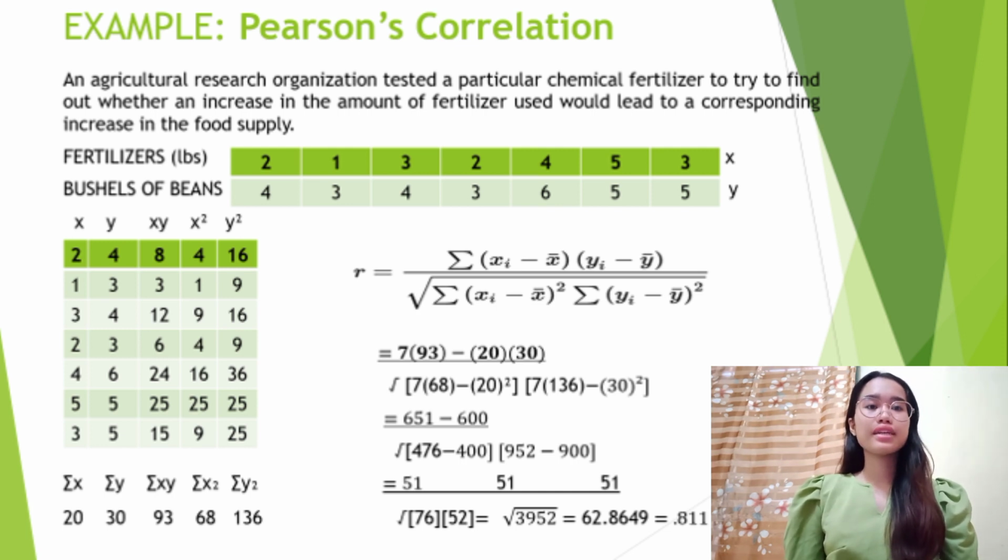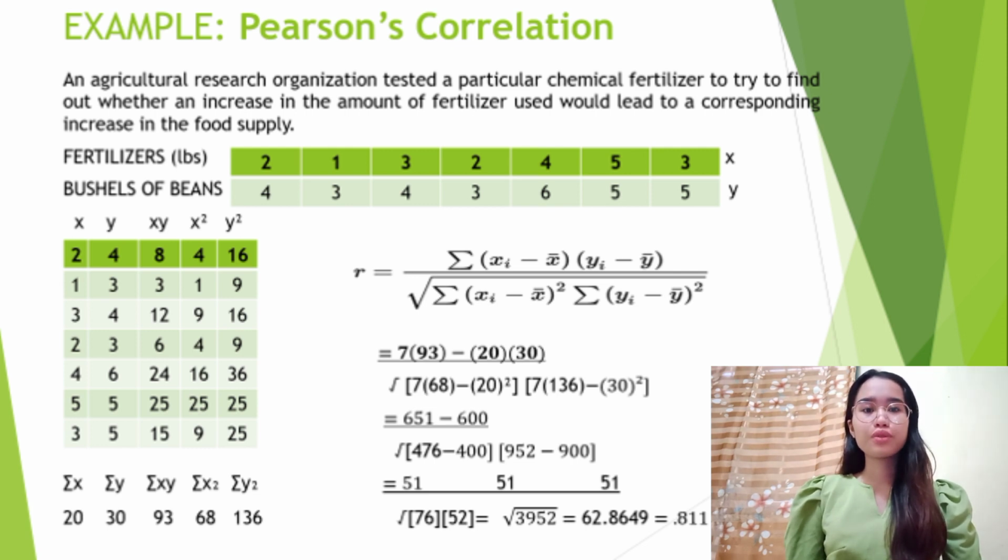So 7 times 93 is going to give you 651. 20 times 30 is going to be 600. Divided by 7 times 68 will give you 476. Subtract the square, which is going to be 400, and then make sure you put the brackets. Then the next bracket, 7 times 136 will give you 952, and subtract that from 30 squared, which is 900.